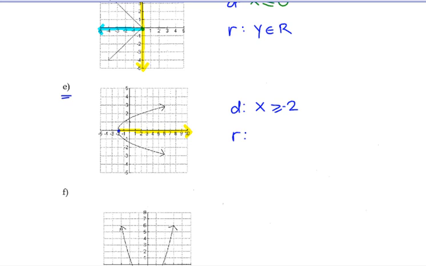Now, range, what's going through your head? How far up and down? Y. How far up will this graph go? It keeps going up. How far down will this graph go? Forever. So you would write y is an element of the real numbers. Please try F on your own.